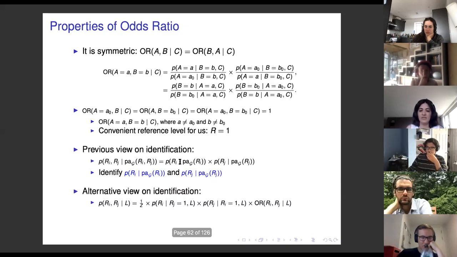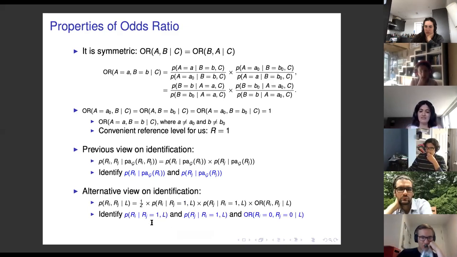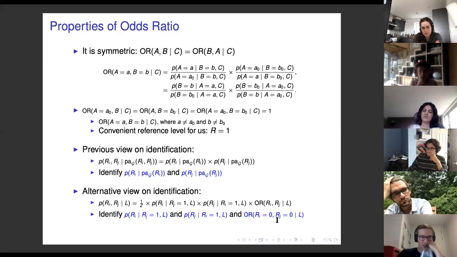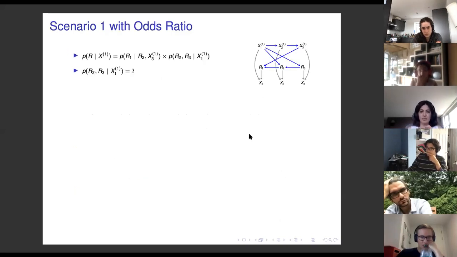But now with this new parameterization, we have to identify a slightly different set of models. Specifically, what we need to identify is different conditional distributions, which look like this, where R's are evaluated at 1 past the conditioning bar, and the odds ratio term where R's are evaluated at 0, because otherwise the odds ratio is going to be 1, and that's not interesting. So with this new information, let's go back to the previous example and see if the joint distribution of R2 and R3 given their parents is identified or not.